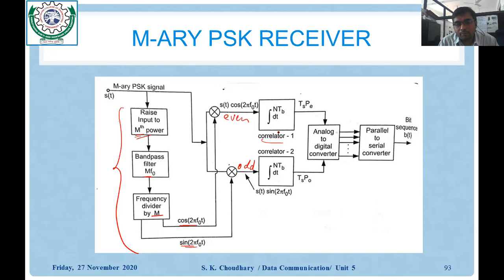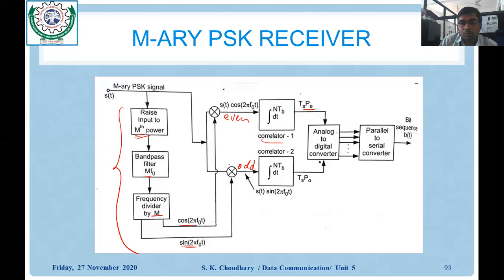Please note down this diagram or take a screenshot. This is integrated between 0 to NTB time period for these two integrators, for the odd and even symbols respectively. The outputs of the integrators would be PE and PO, the even and odd signals. These are voltage signals whose amplitudes are proportional to TS P and TS P naught respectively, and change at the rate of the symbol rate.